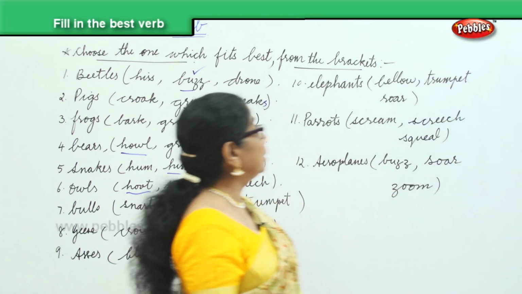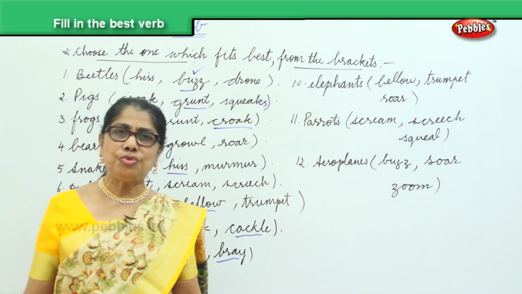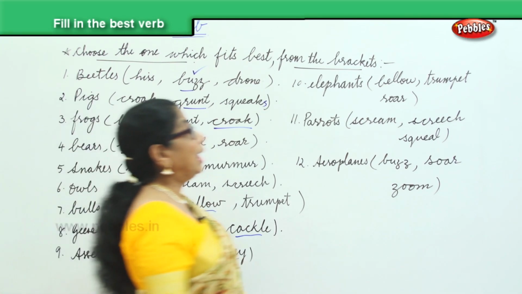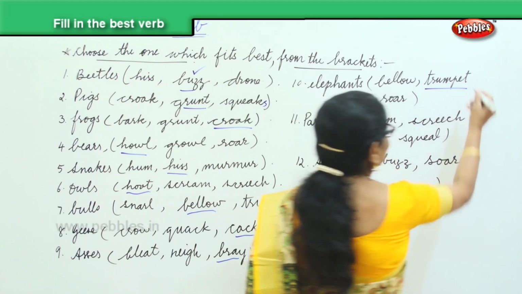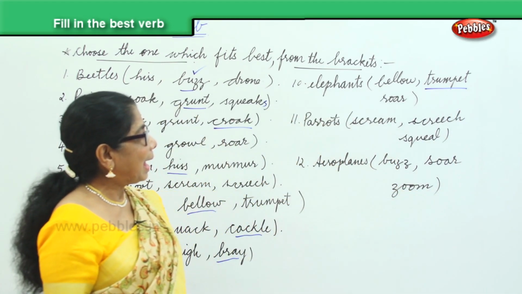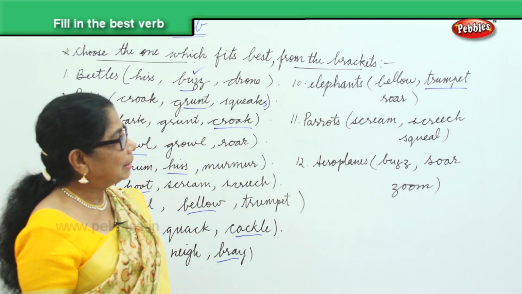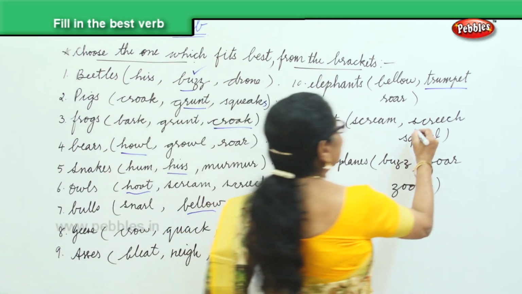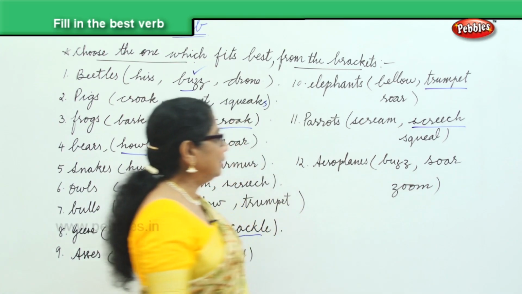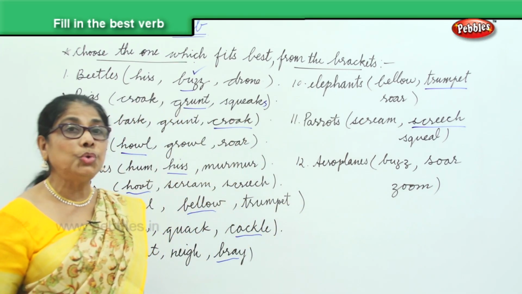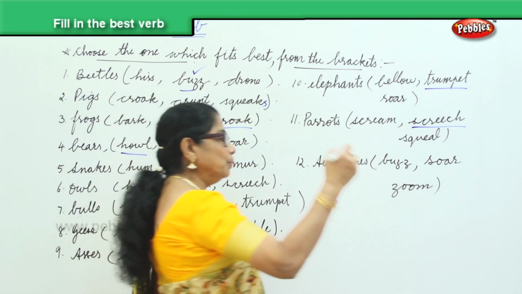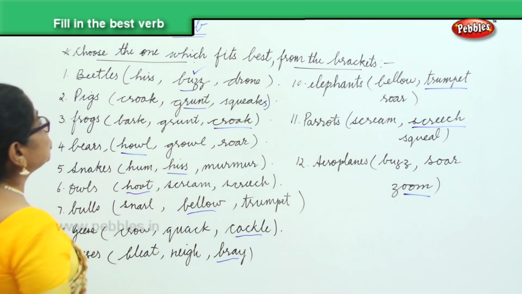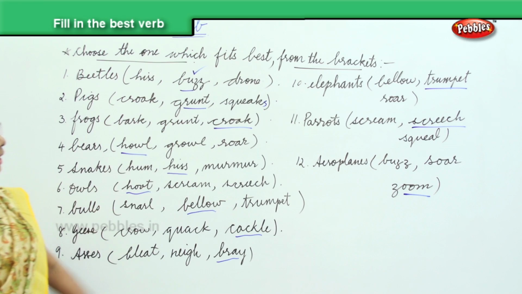And we have some more here. Elephant, what do the elephants do normally? Elephant bellow, elephant roar, no. Elephant trumpet. And parrots, what do the parrots do? The parrots, normally the parrot screech. Did you hear the screeching of the parrot? They will say an airplane zooms in the sky. Zoom, it will go. So, we have 3 verbs to choose from and we have chosen correctly.